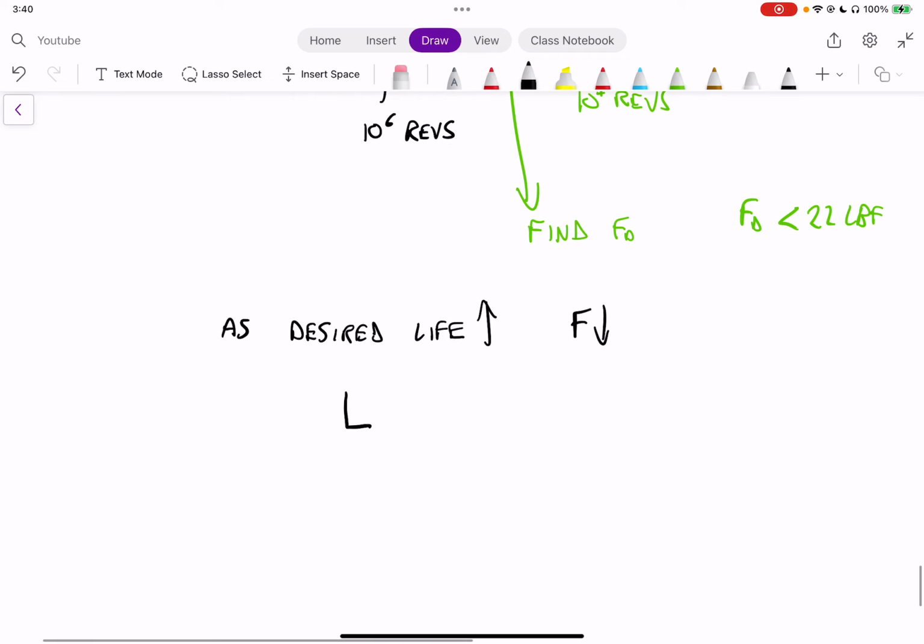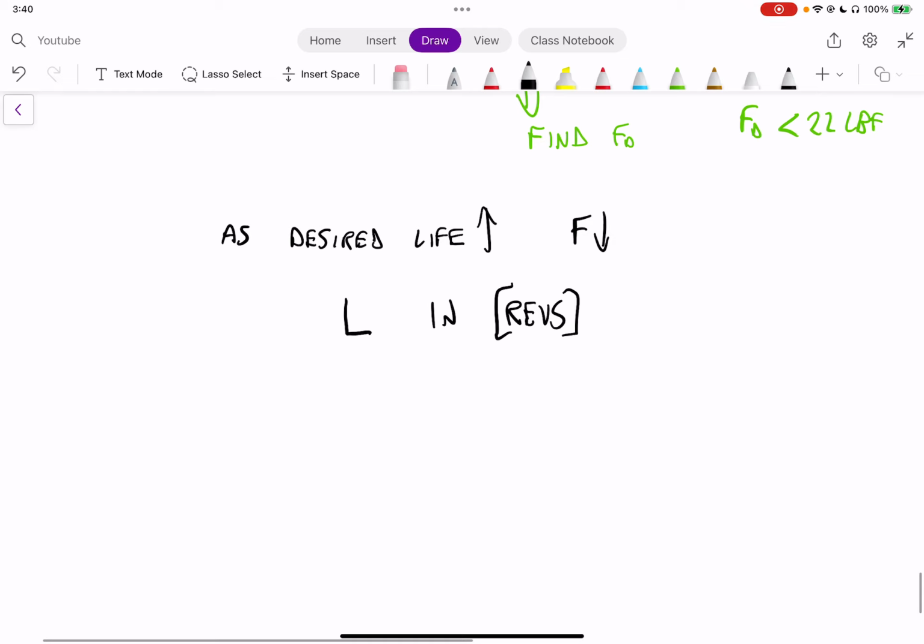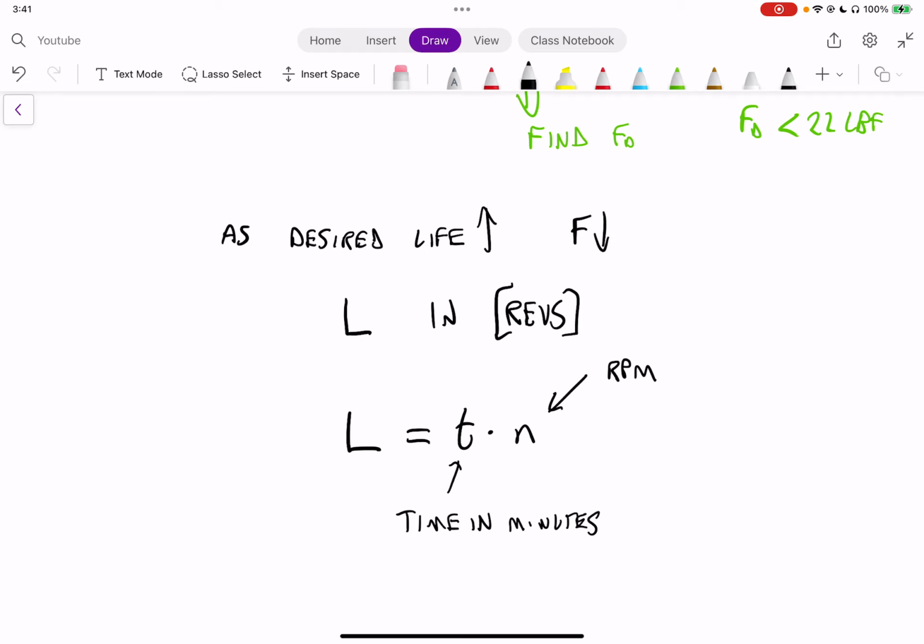And L, in this case, is going to be in units of revolutions, okay? So the amount of revolutions. And what we can say is that revolutions can be converted, so the L can be converted in time, in minutes, multiplied by RPM. Okay, so if we multiply time in minutes by RPM, we get the total revolutions.